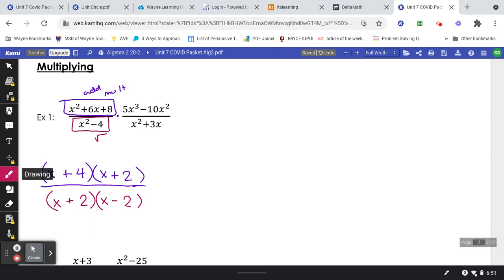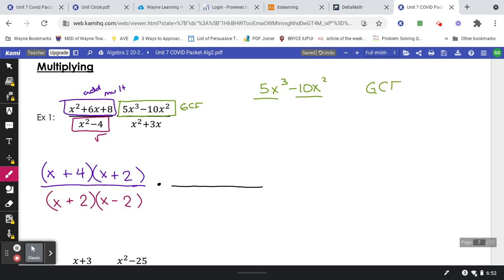Then I'll move on to the second half of the problem. I'm going to do the very same type of thing. So I'm going to take this one right here. This is a greatest common factor problem, so I kind of like to do those off to the side. I'm finding my greatest common factor. I'm looking for the largest number that can be divided by both, which is 5.